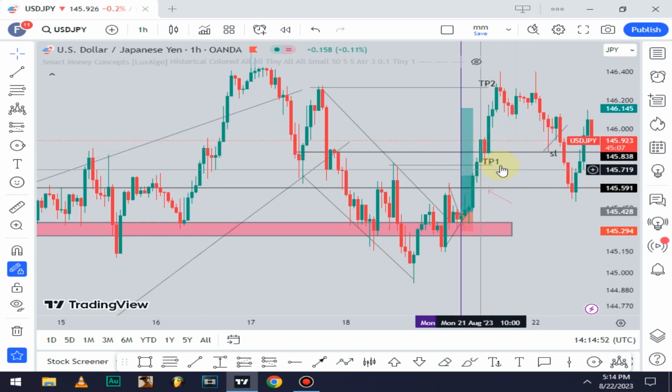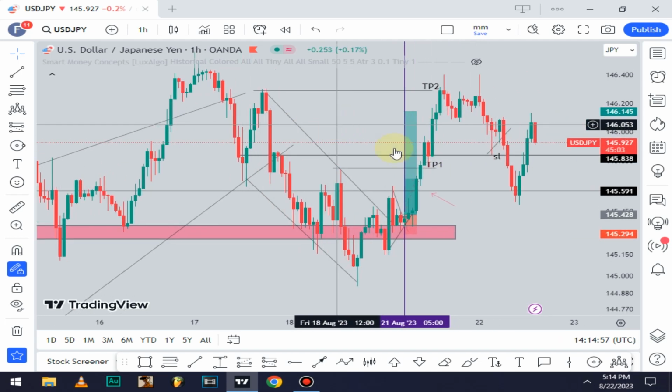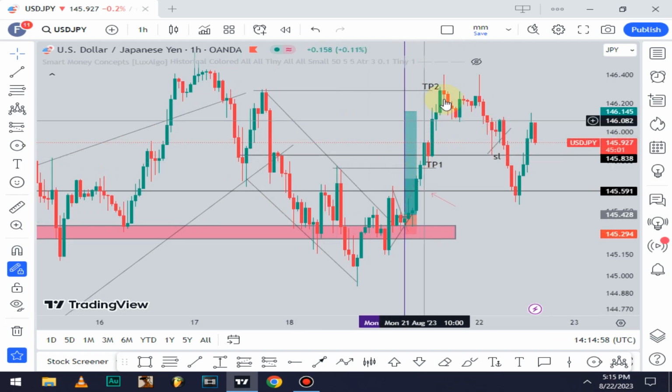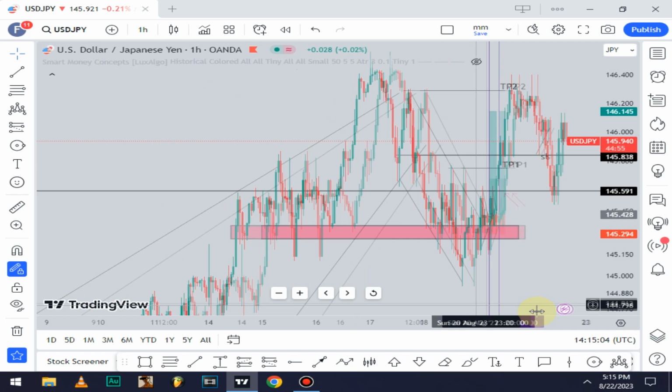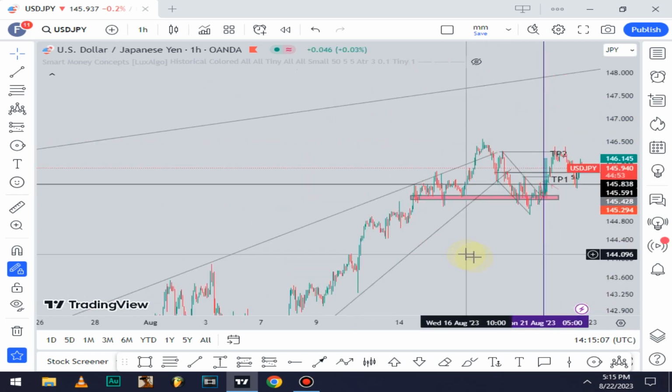Now, as you can see, price came and hit my stop loss. Funny enough, or something quite annoying, you can see price went all the way up to my take profit too. But no regrets either way. That was a very good trade, right?